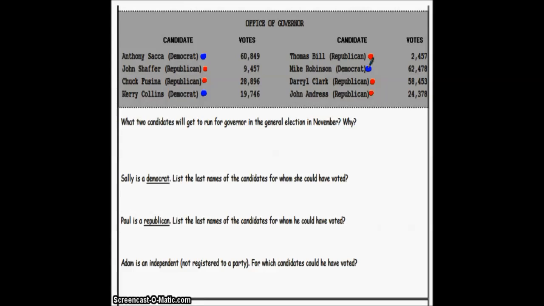So if we look at the Democrats, we start out, we have Anthony Sacca, he had 60,849. We had Kerry Collins, he has 19,746. And we have Mike Robinson, who had 62,478. So he had the highest vote total. So we have Mike Robinson will represent the Democrats in the general election. And then we look at the Republicans.